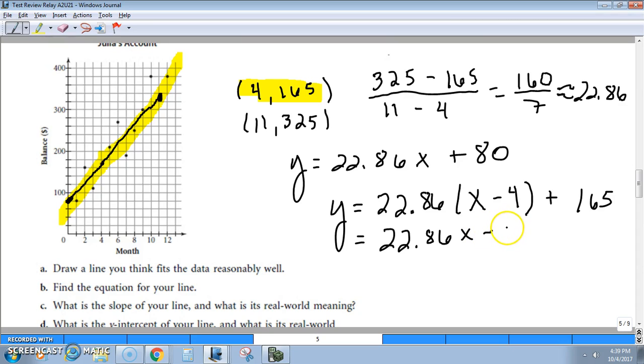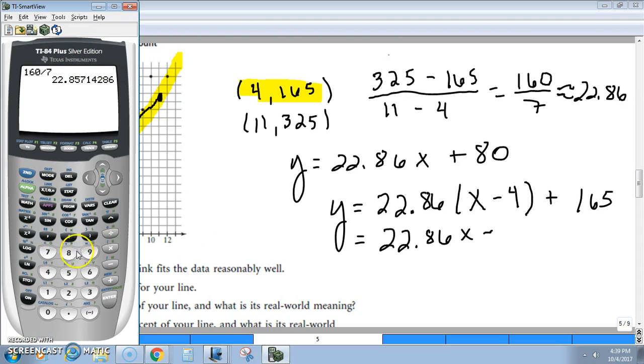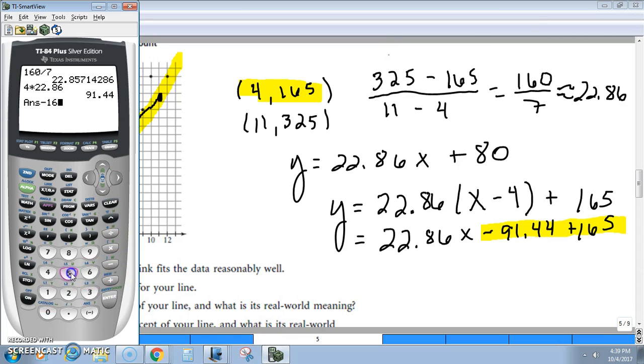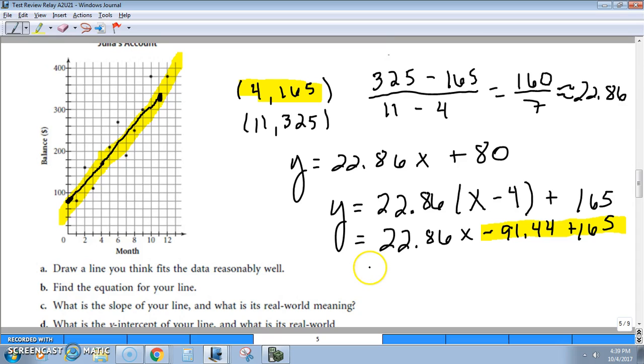This would be approximately minus, let's just say 89, because 4 times 22 is going to be 88. And then actually, I guess we should just use the calculator. 4 times 22.86 is 91.44. So negative 91.44 plus 165, that's going to be the actual y-intercept if I use this point, which will be 73.56. So actually, I wasn't too far away from that, was I?